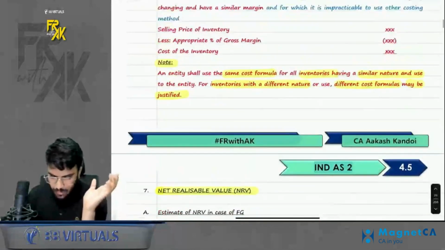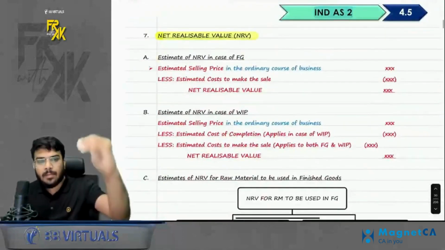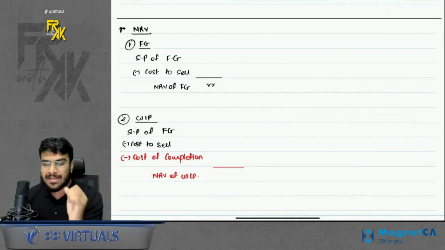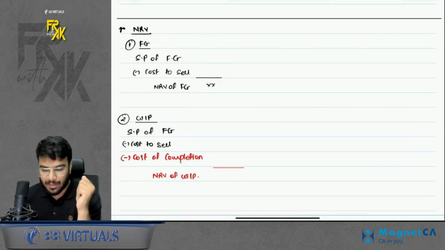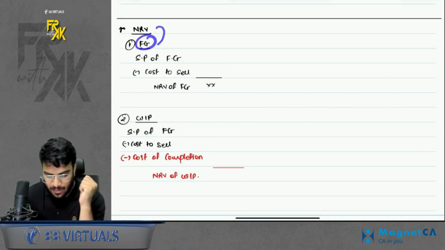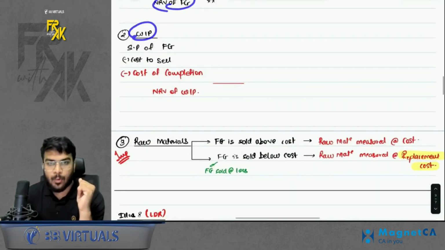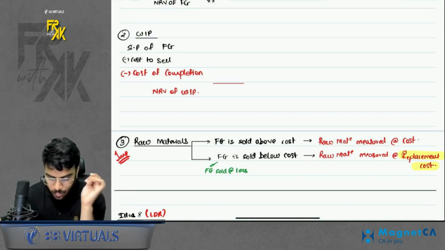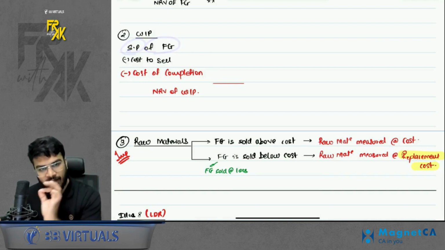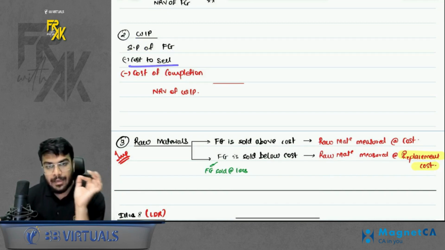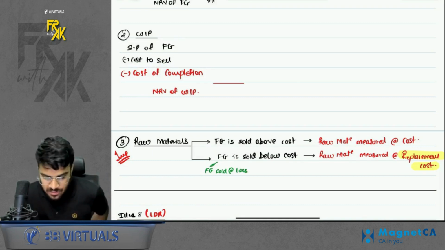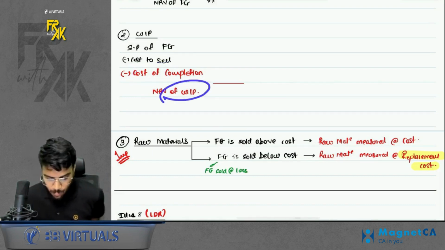Okay, done, sir. So initially we discussed everything about cost. Now in the 7th point, we will discuss NRV. NRV is to be discussed for 3 items: FG, WIP, raw material. For FG, what is the NRV? It is the selling price of FG minus cost to sell. You get the NRV of FG. What about WIP? For WIP, you do not have a direct NRV. So you take the selling price of FG less cost to sell, and because you are taking everything of FG, you need to deduct one more extra cost, that is the cost of completion. You will get the NRV of WIP.